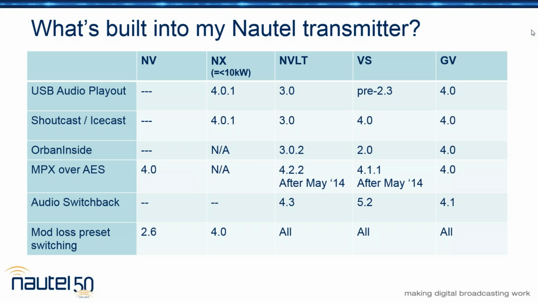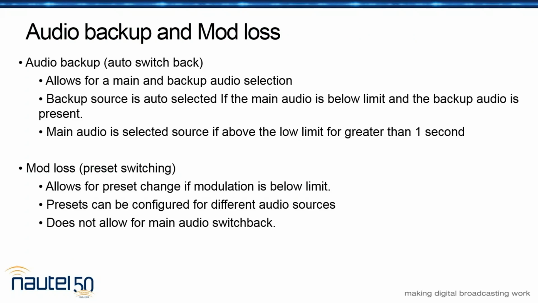What we'll be concentrating on today, I think, is the audio switchback and the mod loss preset switching features that are available in the transmitters. We'll talk a bit more about the audio switchback and mod loss preset, which are available in the FM transmitters, and the mod loss is also available in the NX, the AM transmitter. So the biggest differences are, there are these two ways that we can switch audio if something happens. One is referred to as the audio backup, which is an audio switchback.